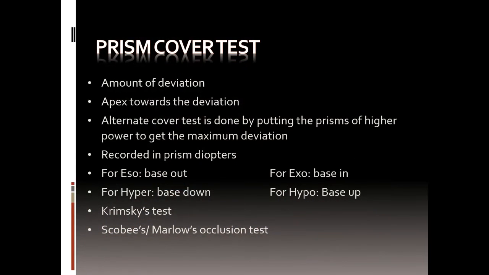And then there is the prism cover test. Why do we do the cover test? We do the prism cover test to know the amount of deviation. How do we know the amount of deviation? We keep the apex towards the deviation. Why do we keep the apex towards the deviation? Everybody knows that? Can anybody tell why we keep the apex towards the deviation?